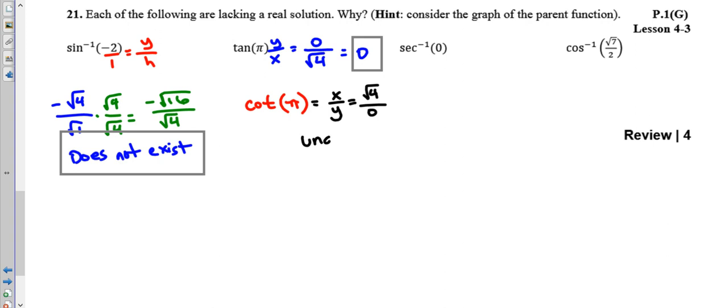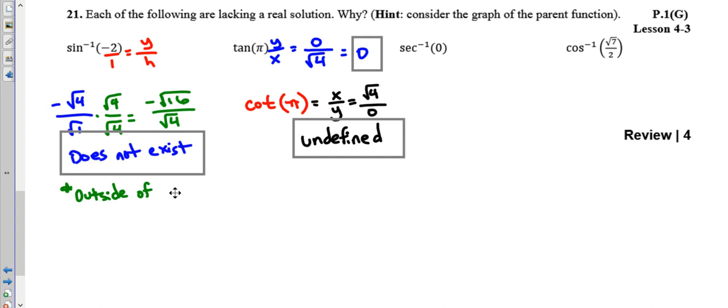This is undefined. Why is it undefined? Because you're dividing by 0. So this problem, we said it does not exist, or you could say it's undefined, because it was outside the domain. That's why. So the reasoning here is outside of domain. Okay, that's the reason why this one does not exist. This one does not exist because you're dividing by 0. So for two different reasons, those are undefined.